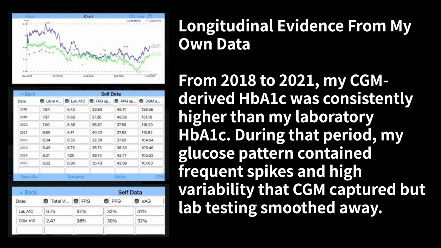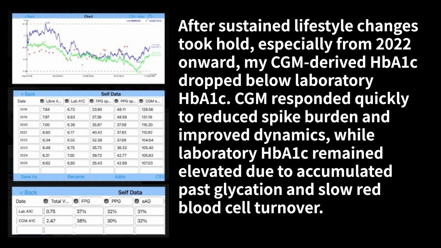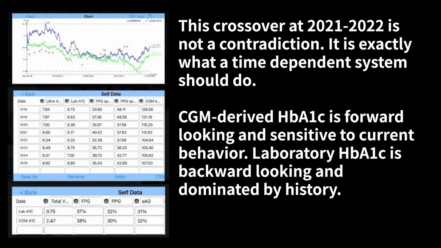From 2018 to 2021, my CGM-derived hemoglobin A1C was consistently higher than my laboratory hemoglobin A1C. During that period, my glucose pattern contained frequent spikes and high variability that CGM captured but lab testing smoothed away. After sustained lifestyle changes took hold, especially from 2022 onward, my CGM-derived hemoglobin A1C dropped below laboratory hemoglobin A1C. CGM responded quickly to reduce spike burden and improve dynamics, while laboratory hemoglobin A1C remained elevated, due to accumulated past glycation and slow red blood cell turnover. This crossover from 2021 to 2022 is not a contradiction. It is exactly what a time-dependent system should do.